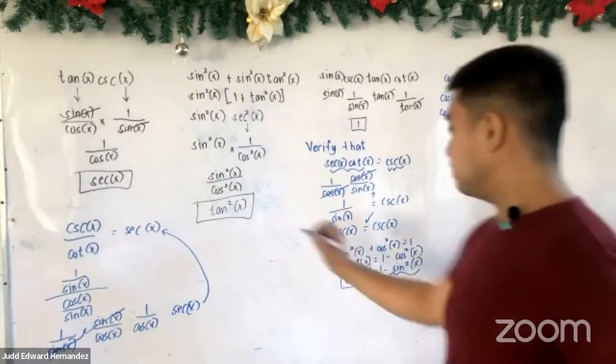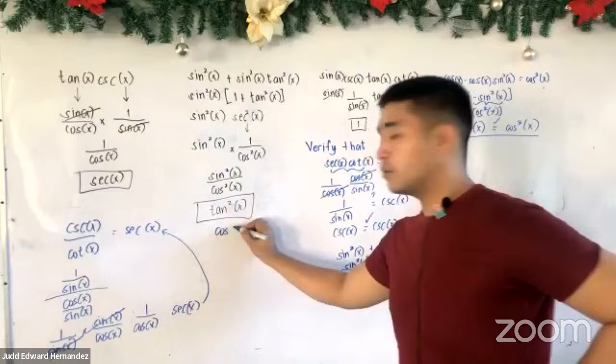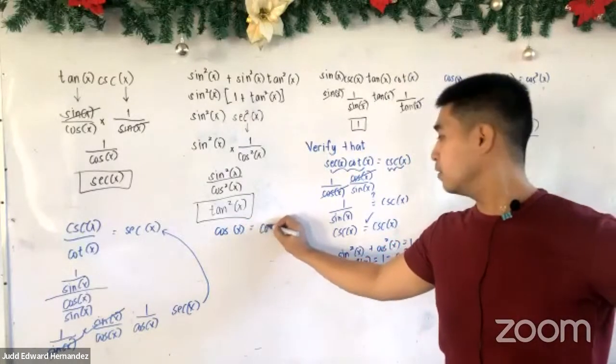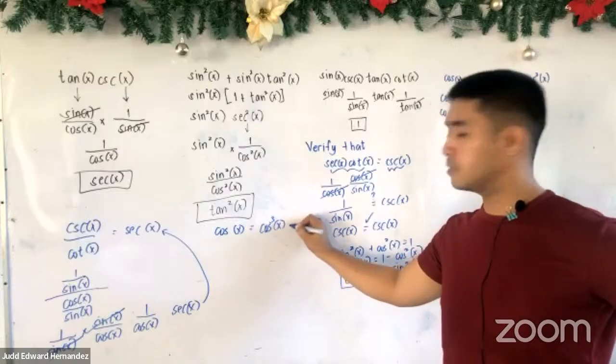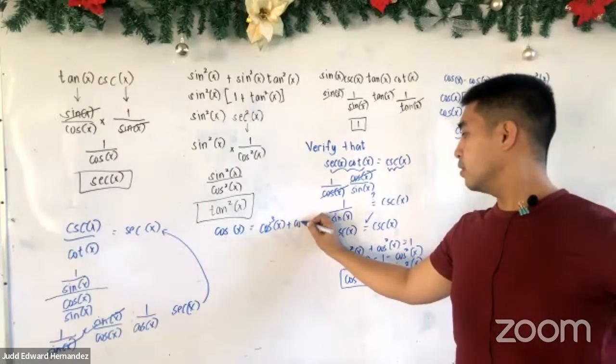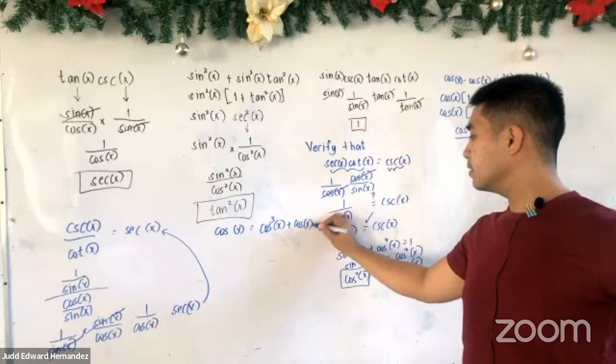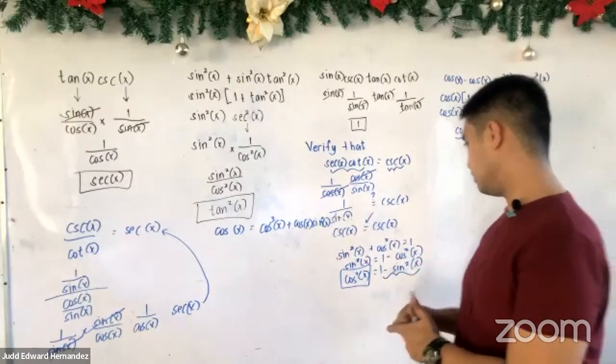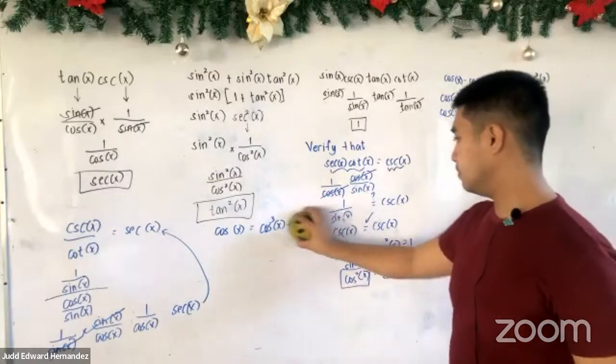So, let's try another. What if you're given cosine of x is equal to cosine cube of x plus cosine of x sine squared of x. So, let's go ulit.